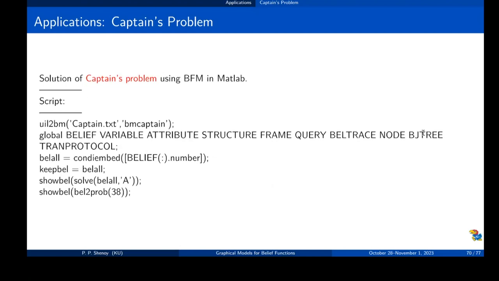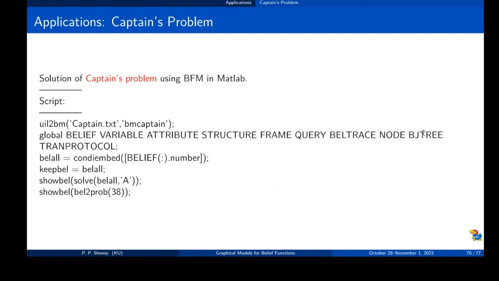And then you first do conditional embedding. You say conditionally embed all the belief functions. The ones that are already conditionals, it leaves alone. The ones that are not conditional, it does conditional embedding on. And then you say, throw away everything else, but keep what you have just done. To keep distinctness, you don't combine, you need to throw away everything else. And then solve it and show me the belief. So it does this.